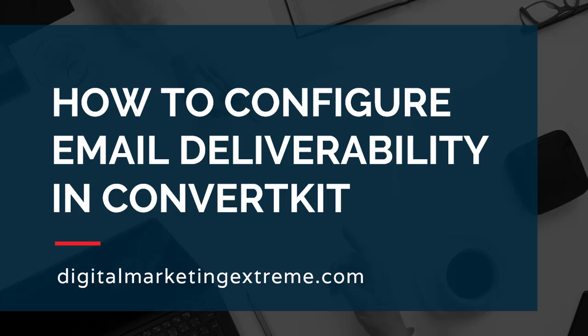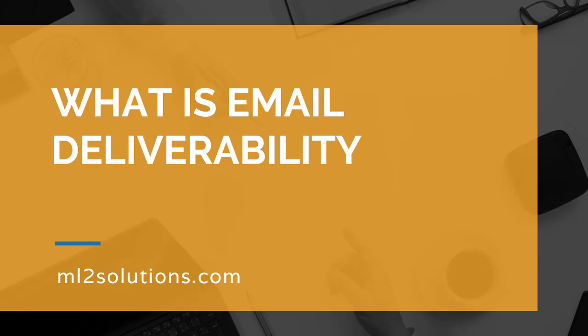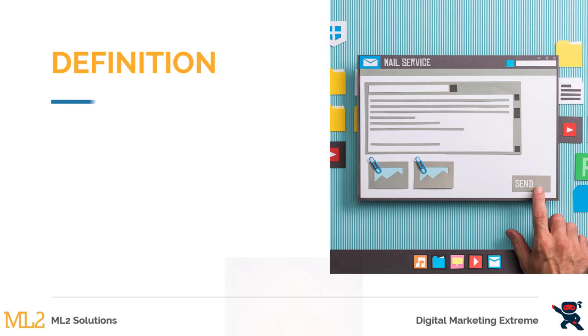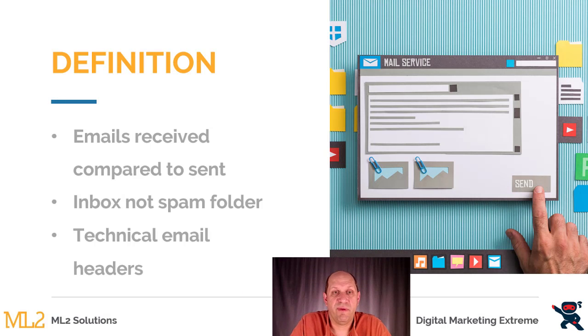I'd like to talk about how to configure email deliverability in ConvertKit. So what is email deliverability? The definition of email deliverability is basically the number of emails that are received compared to what is sent.